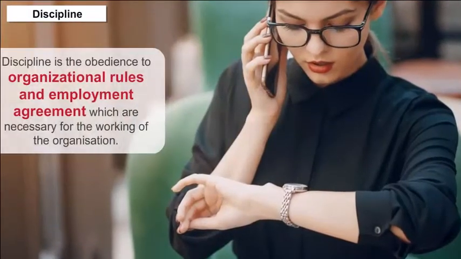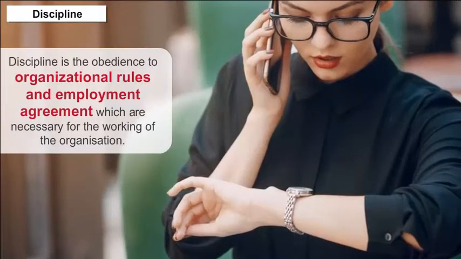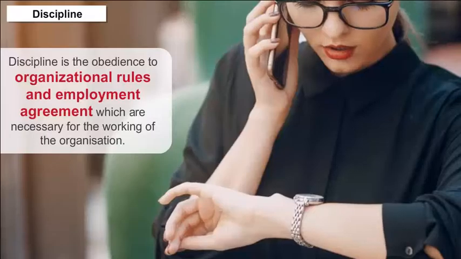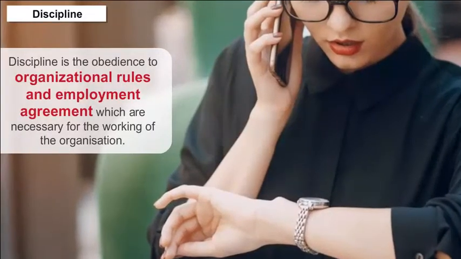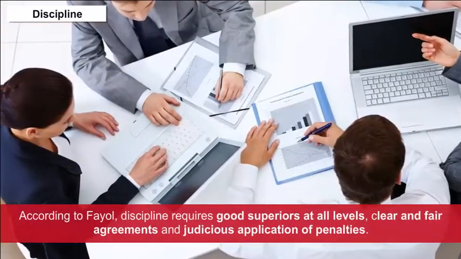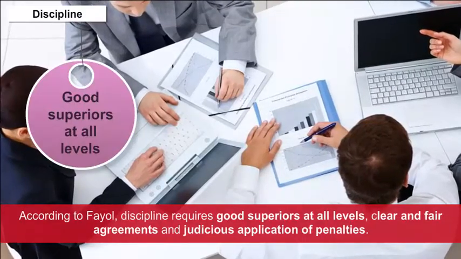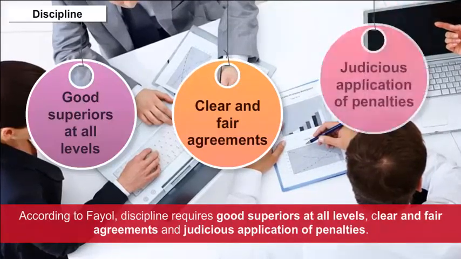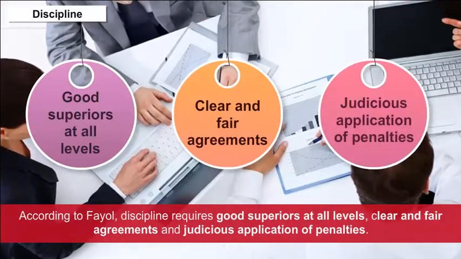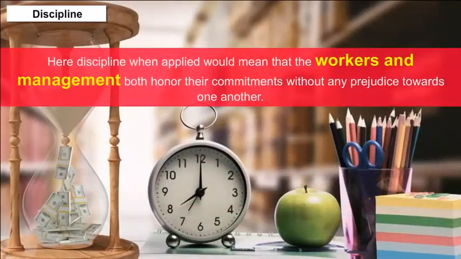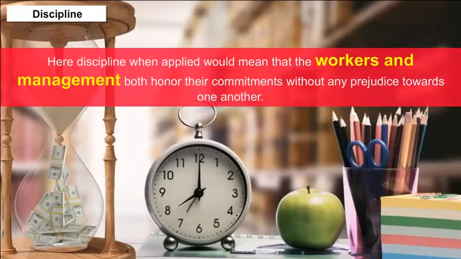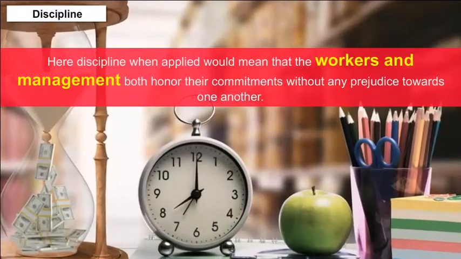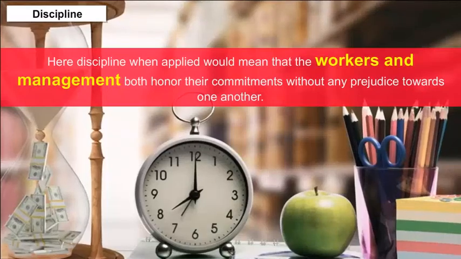Discipline. Discipline is the obedience to organizational rules and employment agreements which are necessary for the working of the organization. According to Fayol, discipline requires good superiors at all levels, clear and fair agreements, and judicious application of penalties. Here, discipline, when applied, would mean that the workers and management both honor their commitments without any prejudice towards one another.